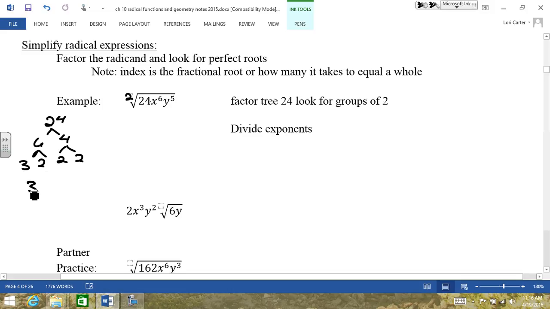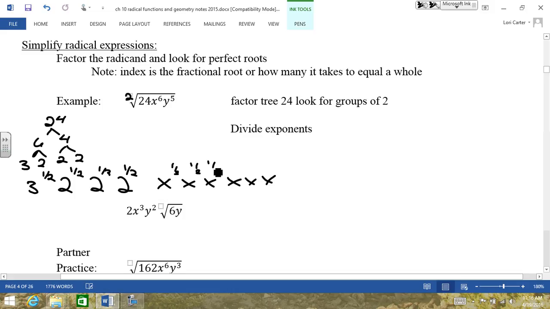So I have 3 to what power? What's my index? 1/2. Then I have 2 to the 1/2, and I have 3 of those. How many x's do I have? 6 of them, 6 to the 1/2 power, all to the 1/2 power. And I have 5 y's, all to the 1/2 power.